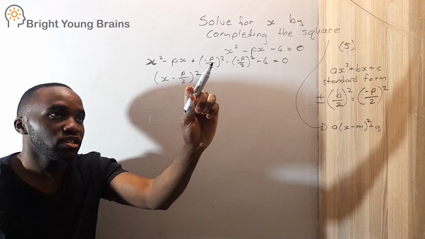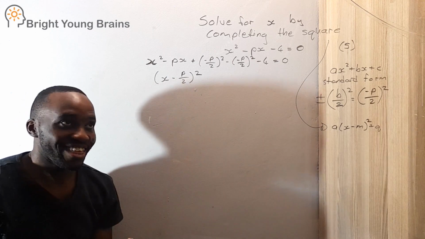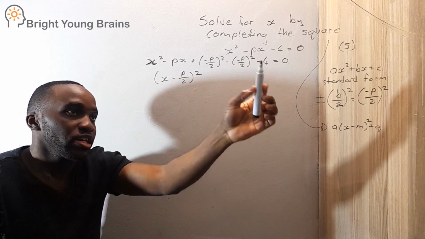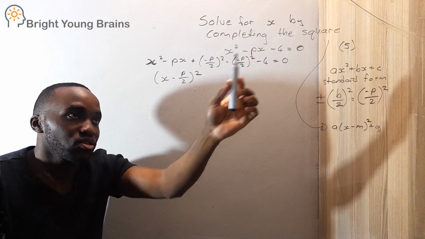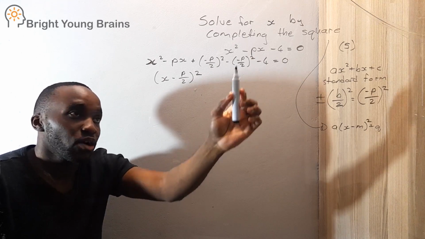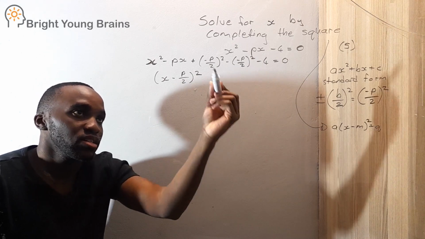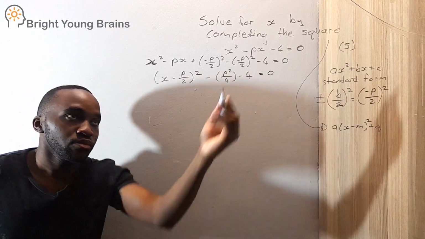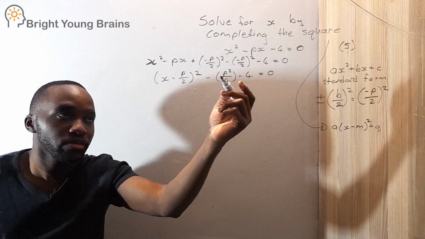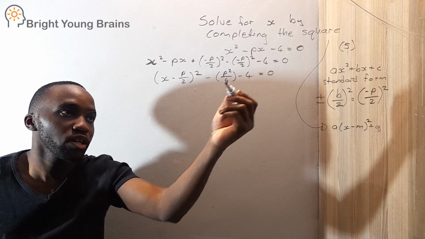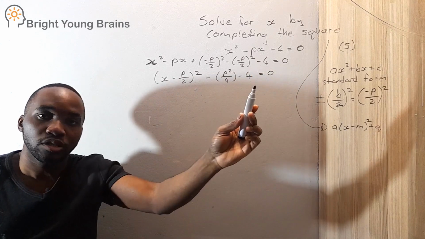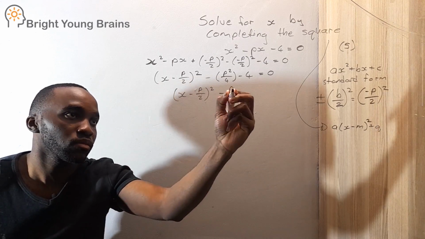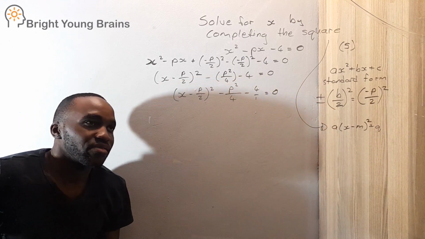So here, these three will just end up as that, and then these two terms, now you can simplify. Simplifying this in your brackets, this is what you're going to have, because negative p squared is just p squared, and 2 squared is just 4. In terms of simplifying, this is as far as you can go.